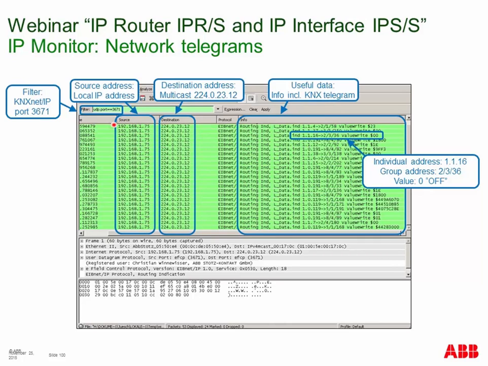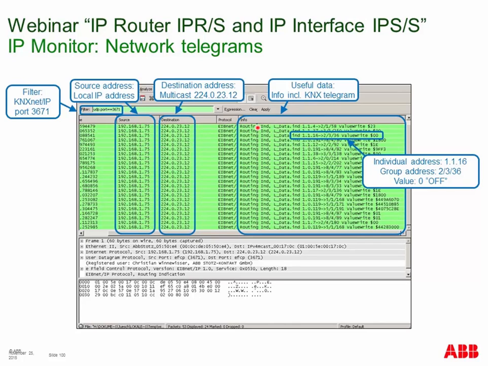Like for example here, when we look at the structure of such a telegram on the IP network, we can see here one column, our source. This is the IP address of our IP router, so it sent the telegram into the IP world, like for example 192.168.1.75. This is the IP address of the IP router which sent the telegram. So here we see the destination, which is our KNX multicast address. So we can check, yes, the IP router really sends the telegram via this multicast address into the IP network.